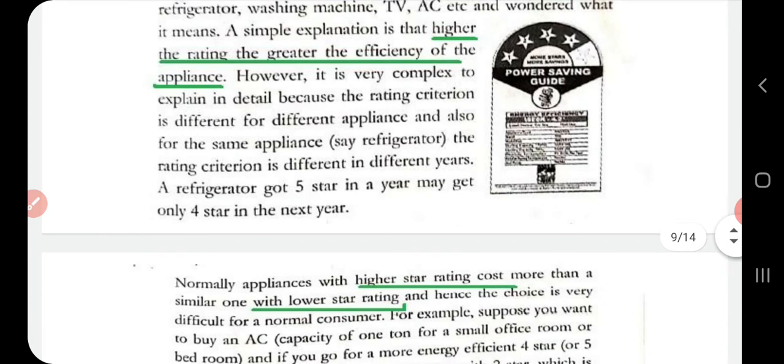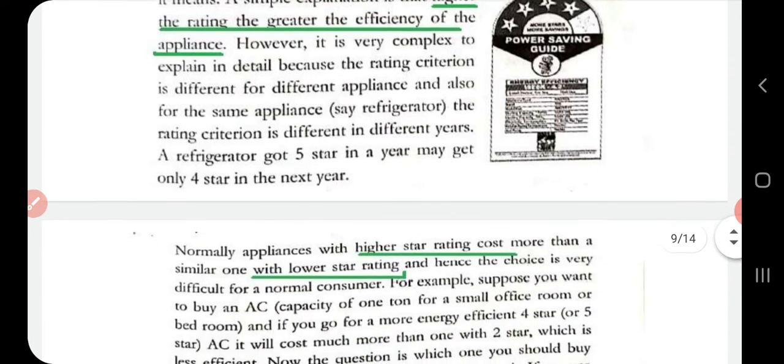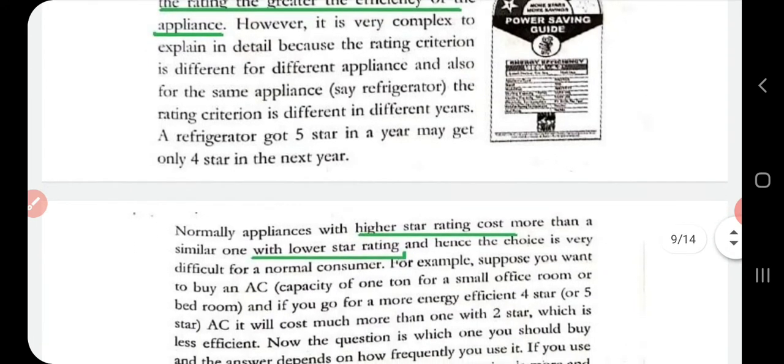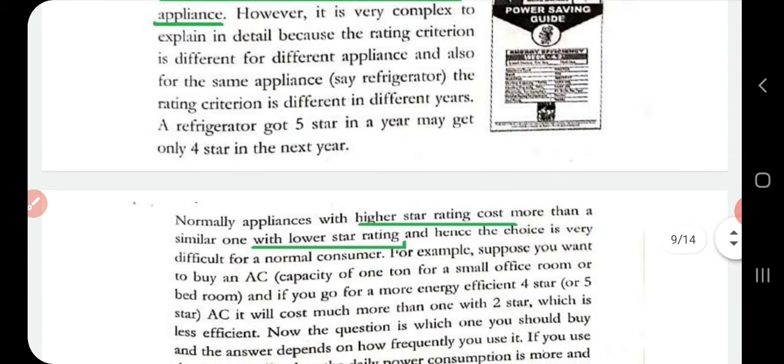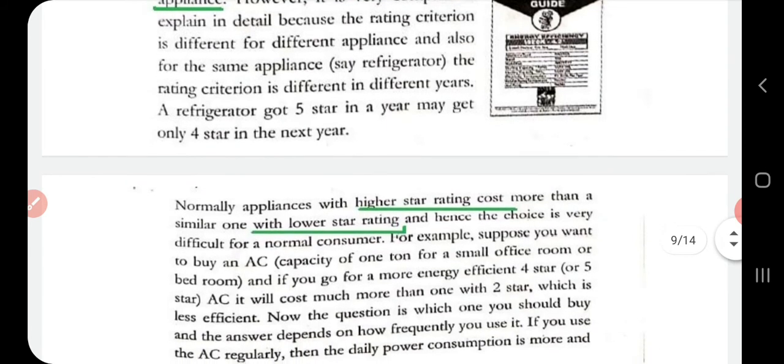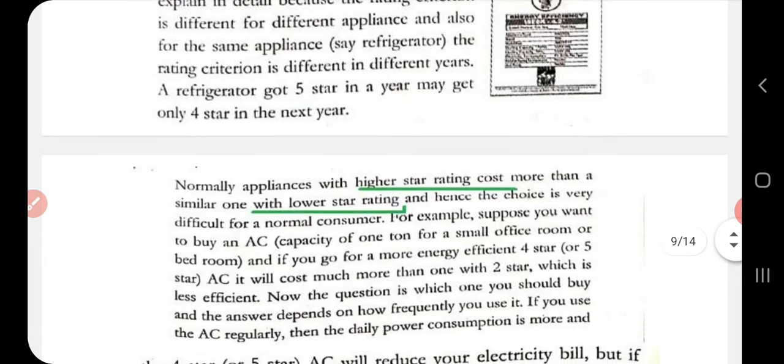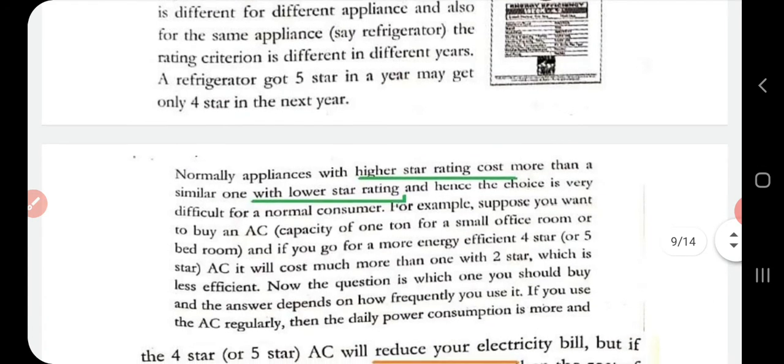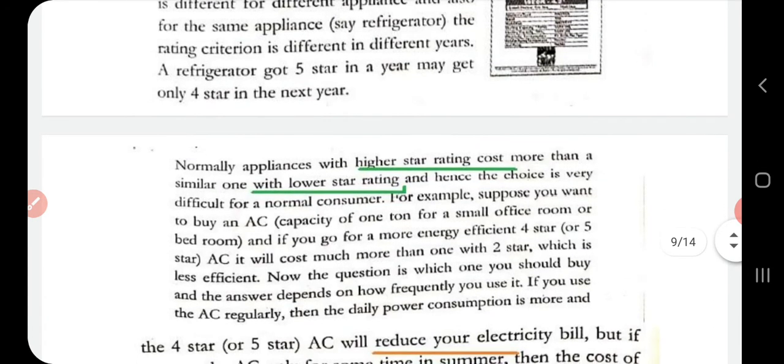Okay. However, it is very complex to explain in detail because the rating criterion is different for different appliances and also for the same appliance. So a refrigerator that got 5 star in a year may get only a 4 star in the next year. That rating may vary from year to year.